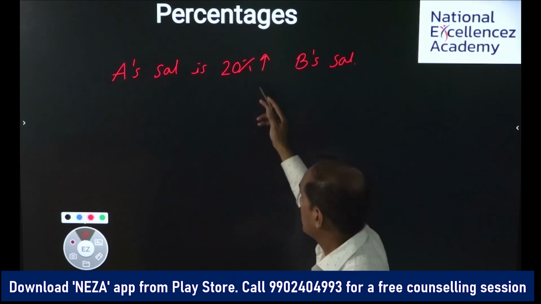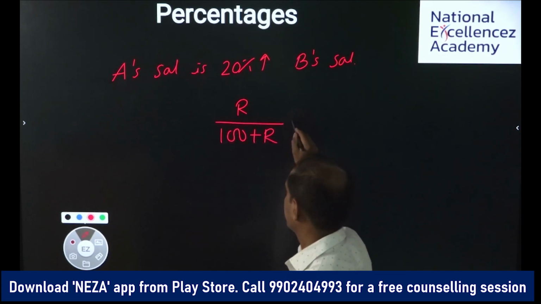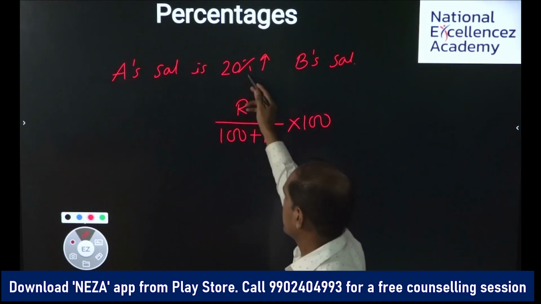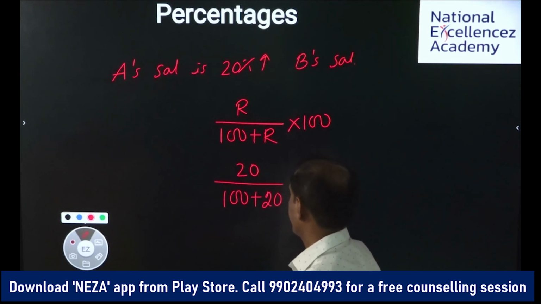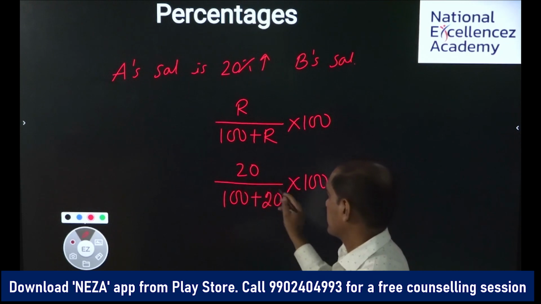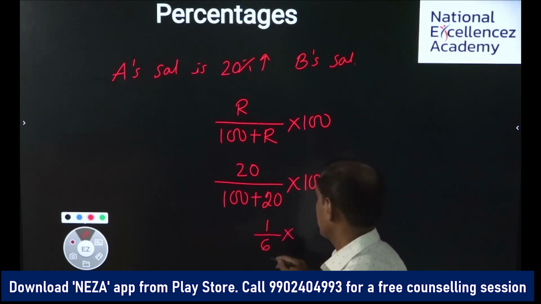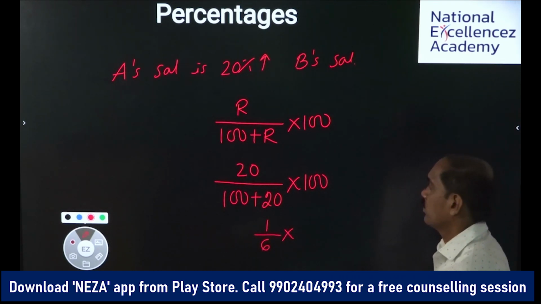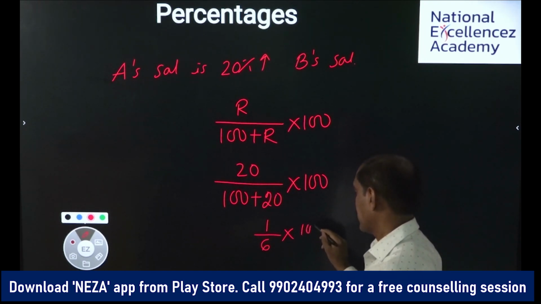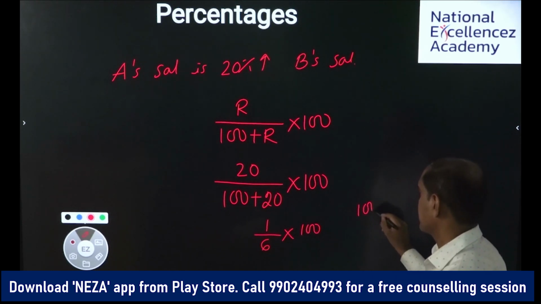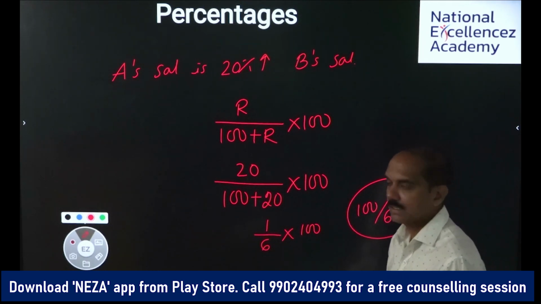Here also you can go with the same formula. A's salary is 20% more, right? Just 20 here. 21s are 26, 6. 100 by 6, 100 by 6%.